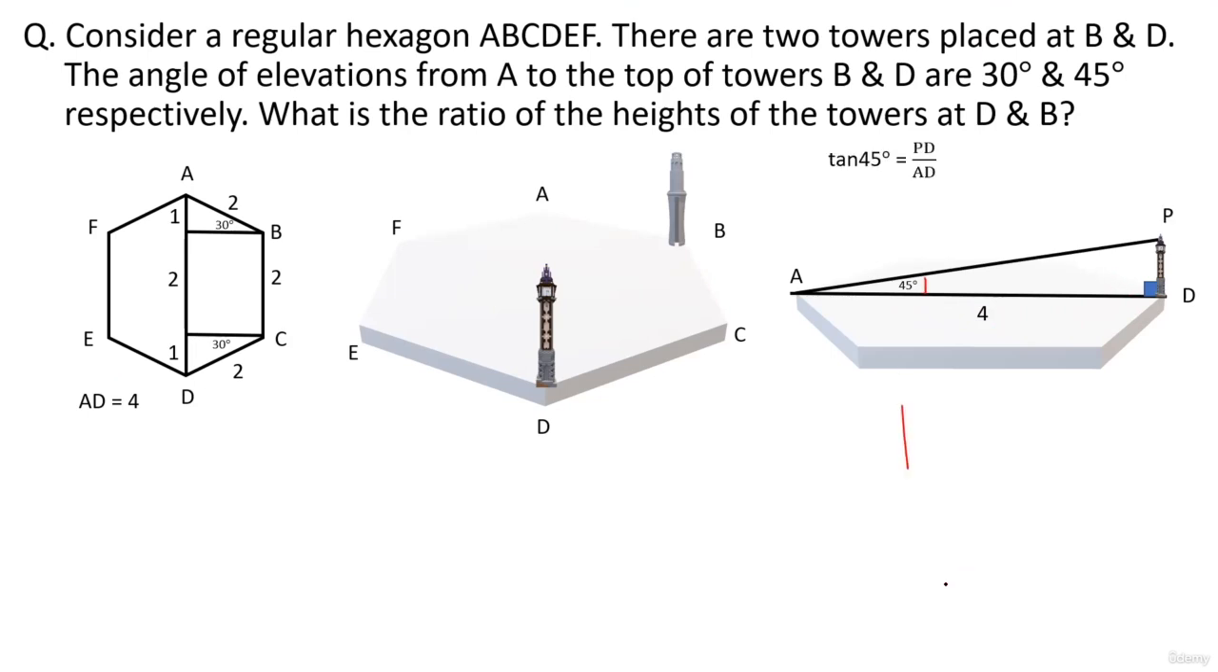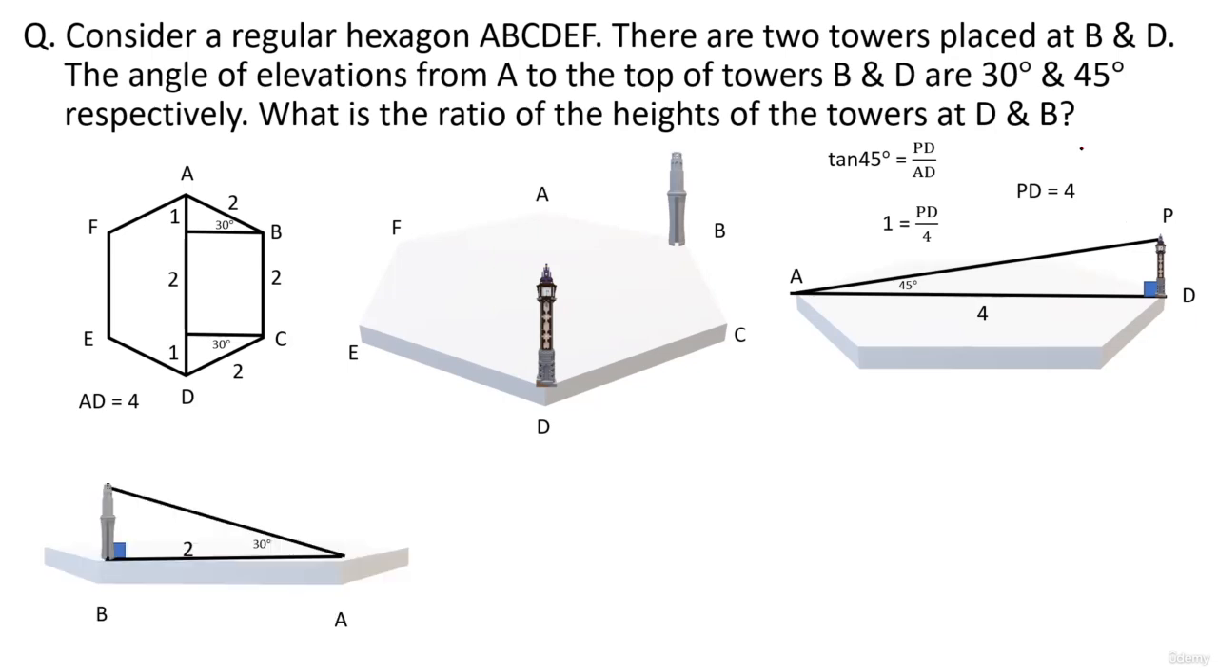Tan 45 will be equal to PD, this length here, PD divided by AD in this case, right? AD is nothing but 4 and tan 45 is 1. From here we get the value of PD equals 4. So the height of the tower at point D is equal to 4 units. Okay. Now let's talk about the point B here.